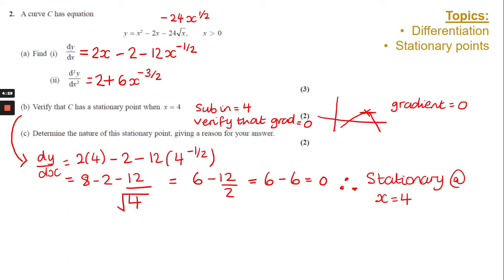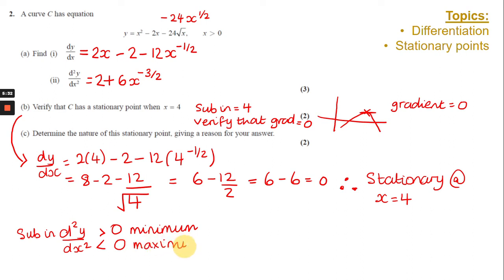So next part is we want to determine the nature of this stationary point and give a reason for your answer. So we know that when we're trying to find the nature of a stationary point, we can sub it in to d2y/dx squared. Now when we sub in our x value, if we get a value greater than 0, then it is a minimum. If we get a value less than 0, it is a maximum. And if we get a value that is equal to 0, it is a point of inflection, we call this.